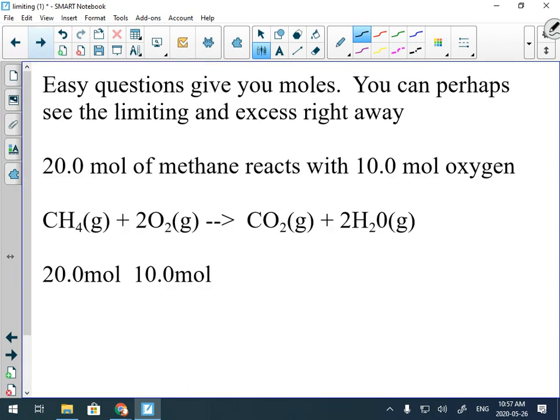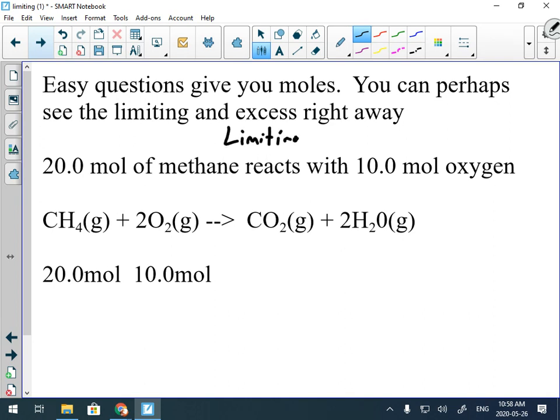Okay, so all we're going to do today is compare when we have moles. It gets a lot trickier when we're comparing masses. We're just going to start with moles. And mole comparisons are the easiest to do because they take one quick calculation and then you've figured out your limiting and excess. It's going to get tougher tomorrow and it's going to get tougher on Friday, but we're just starting easy today. So here we have 20 moles of methane and that reacts with 20 moles of oxygen.